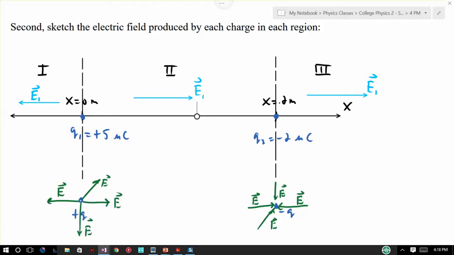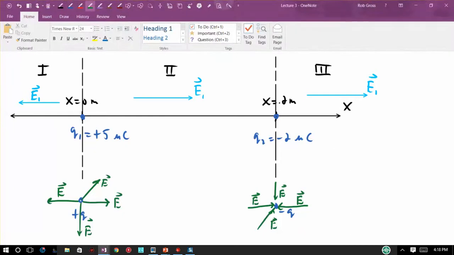Okay, so once again, if you're anywhere to the right of a negative charge, which way does the electric field go? To the left, right? If you're anywhere to the left of a negative charge, which way does the field go? To the right. So in region 3, you're to the left, so you're going towards this negative charge. All right, so it looks like this.